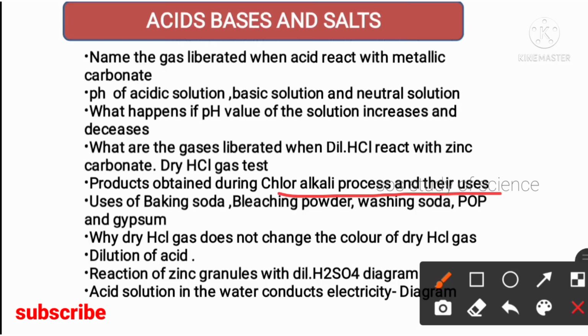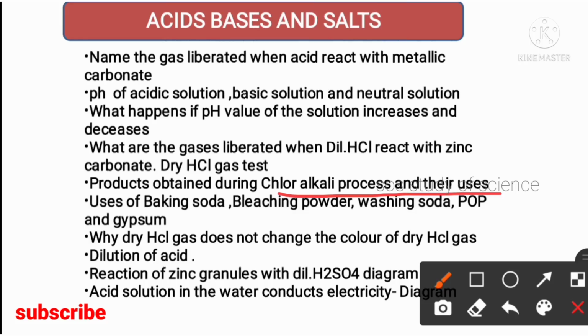Okay, so you can get a question like this: explain the chlor-alkali process and name the products obtained during the chlor-alkali process. See, you have to know the chlor-alkali process, and the products obtained during it, I think I have told you many times: chlorine, hydrogen and sodium hydroxide.